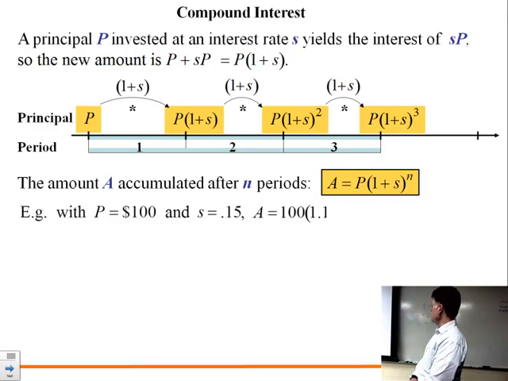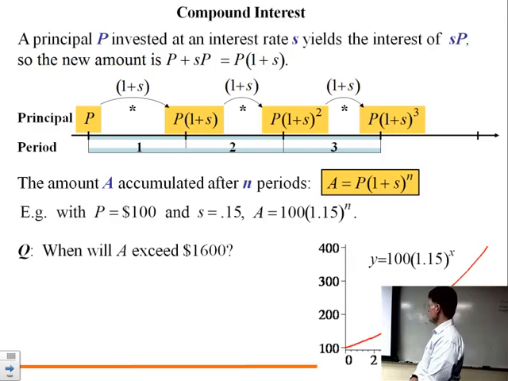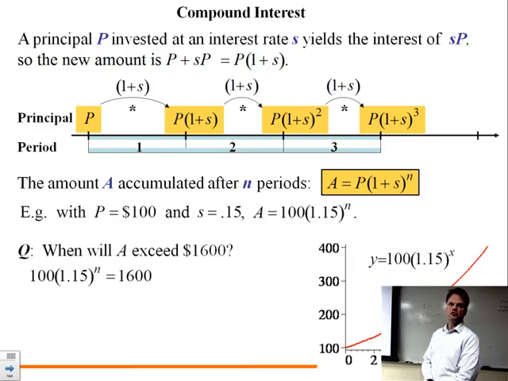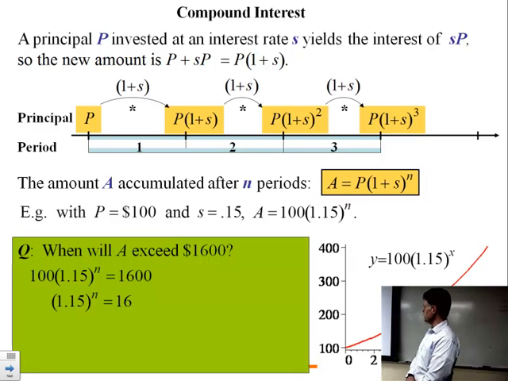So if P equals 100, S is 15%. A is going to be 100 times 1.15 to the n, okay, for n periods. So here's a graph of the amount plotted against n, or x rather. It's an exponential function. Now you can ask questions about it. For example, when will A exceed 1600? Well, what you do is you solve this. Basically, you want to know how many periods go by before this thing exceeds 1600. So you set this equal to 1600 and you solve for n. This is solving an exponential equation. So divide both sides by 100, and you get 1.15 to the n is equal to 16.